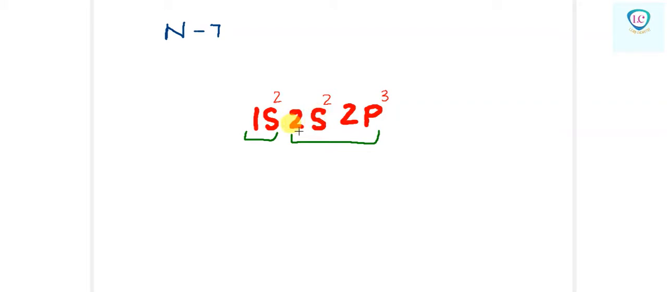Now the number of shells is showing the period number. So nitrogen will be present in the second period. It is belonging to the second period. Now the group number is indicated by the number of valence electrons. You can see here 2 plus 3, 5 electrons are present. So we can say that nitrogen is belonging to group number 5. Its group is 5th A. It is belonging to the 5th A group.